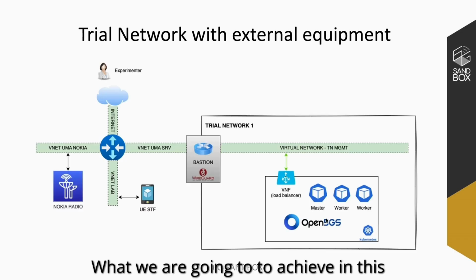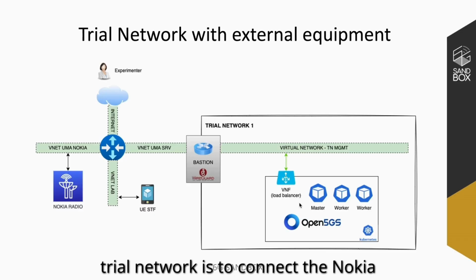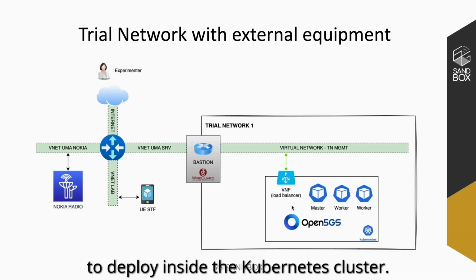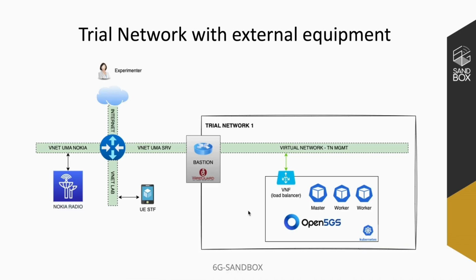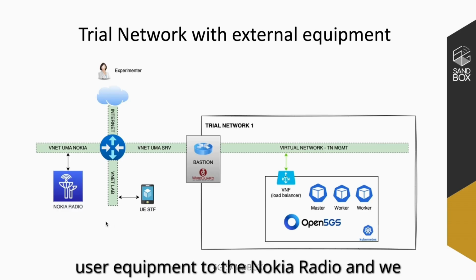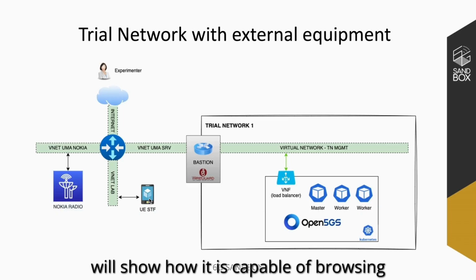What we are going to achieve in this trial network is to connect the Nokia radio with the 5G core that we are going to deploy inside the Kubernetes cluster. On the other hand, we will connect the user equipment to the Nokia radio, and we will show how it is capable of browsing the internet.